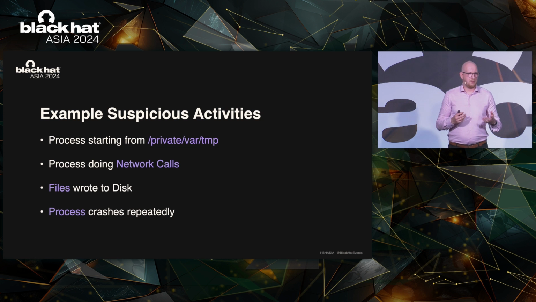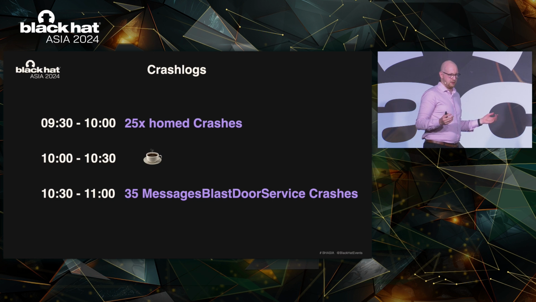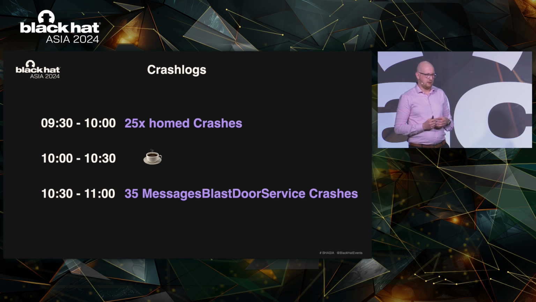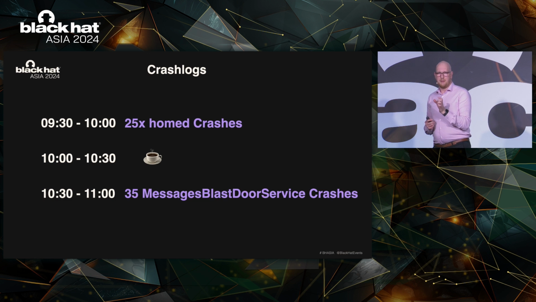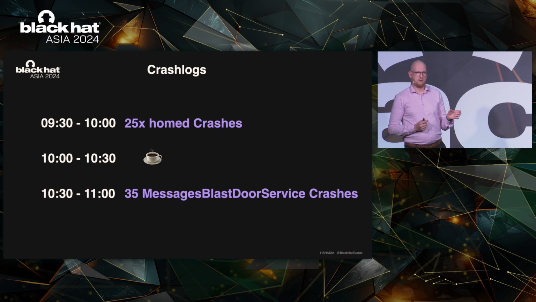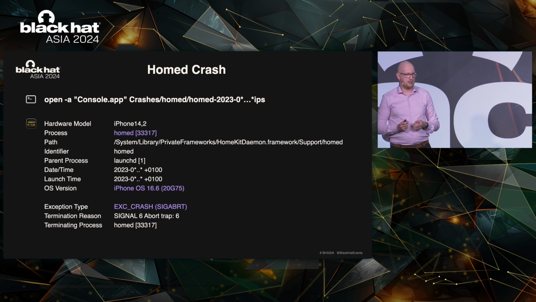The first glimpse I normally take is to just scroll through the list of available crash logs. In this particular case, there was one pattern which was pretty obvious. We had a couple of homed crashes, about 25 times. Then there was a little break, and afterwards we had 35 MessagesBlastDoorService crashes. MessagesBlastDoor is of particular interest here because the CitizenLab report was named BlastPass, and MessagesBlastDoor is the service responsible for unpacking iMessage attachments and making sure that those are rendered safely. So this is suspicious, and that means we should take a deeper look.